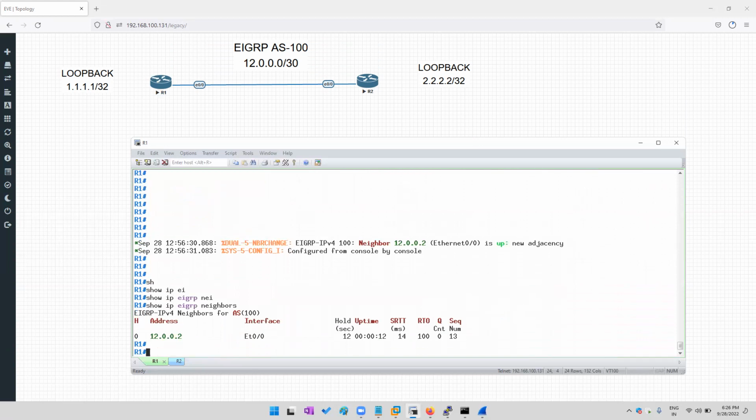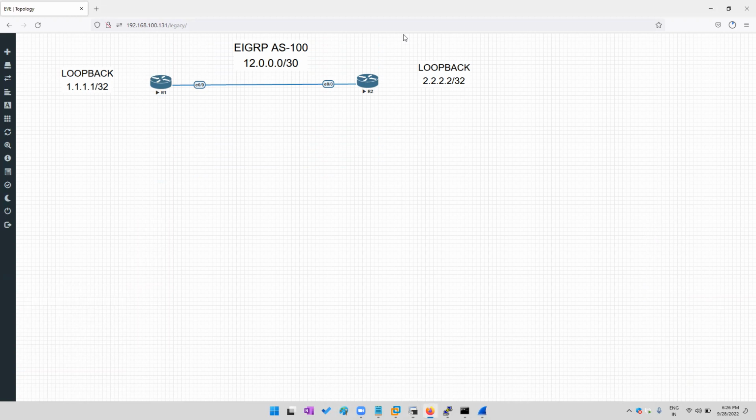If someone asks, sir, how do the timers work? Basically, R1 says I am running a hello time of 5 seconds and hold time of 15 seconds. So R2 says, okay, brother, I am running the hold timer because I accept your hold time of 15. So R2 receives that R1 has hold time 15, and R2's timer will start from 14 and count down to 0. So 13, 12, 11, 10, then 9. So basically 1, 2, 3, 4, 5.